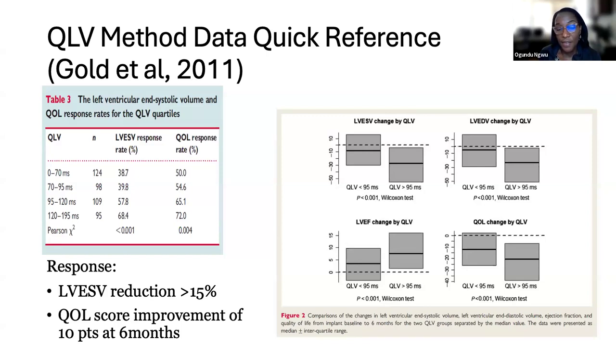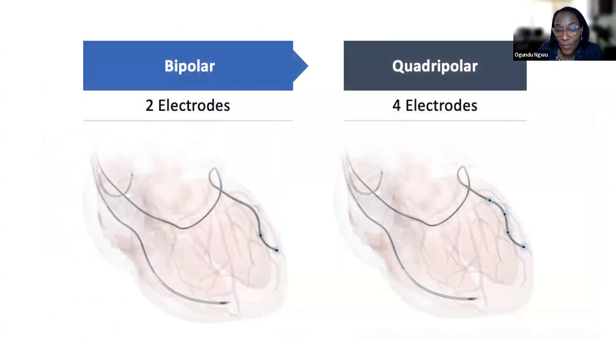The end systolic volume reduced by greater than 15% and quality of life improved by 10 points in about 6 months. So it's a very simple measurement that you can do in the EP lab at the time of implant. And that allows you to choose your best pacing pole, especially if you have options for lead pole utilization. Next slide.